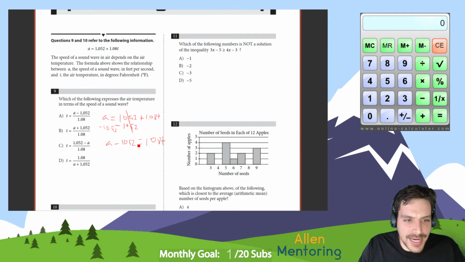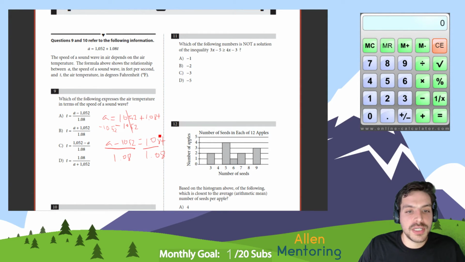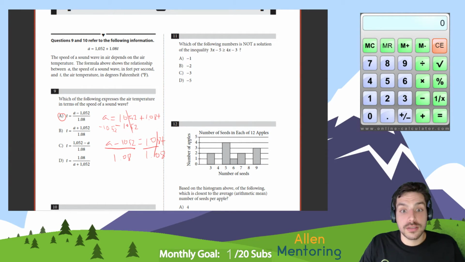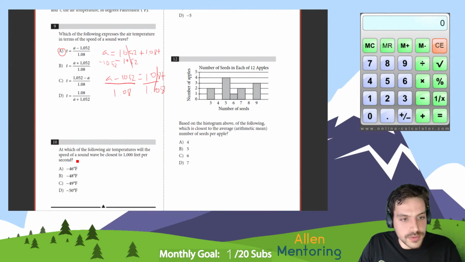And then the last step to isolate T is we want to do the opposite. What's happening to it? It's being multiplied by 1.08. So you want to do the opposite. We're going to divide by 1.08 on both sides. And if we do that, we see that 1.08 divided by 1.08 cancels out. And so T is equal to this guy right here, which is A minus 1052 over 1.08. Very nice. Alrighty. Number 10.